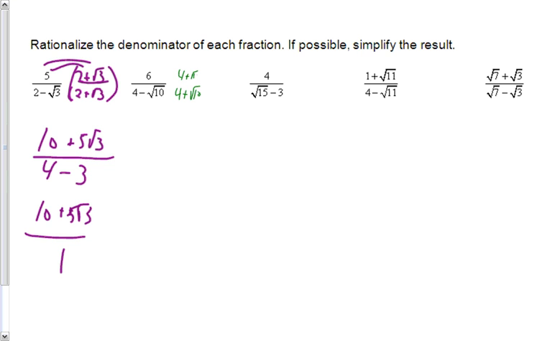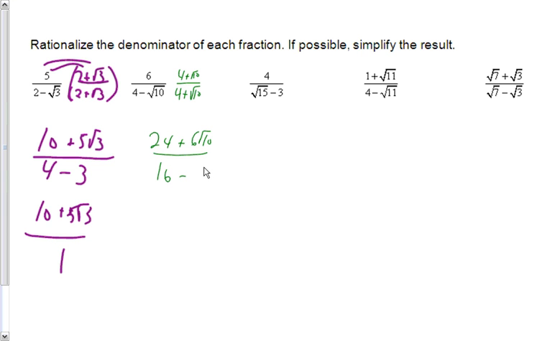4 plus radical 10. Distribute. 6 times 4 is 24, plus 6 times radical 10 is 6 radical 10. The bottom, 4 times 4 is 16. 4 minus 4 radical 10 and negative 4 radical 10 go away.